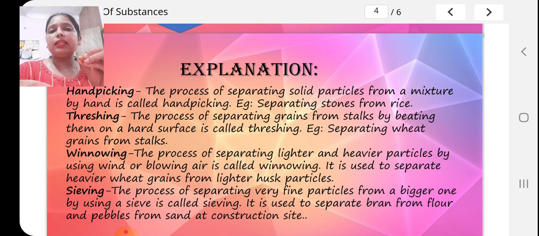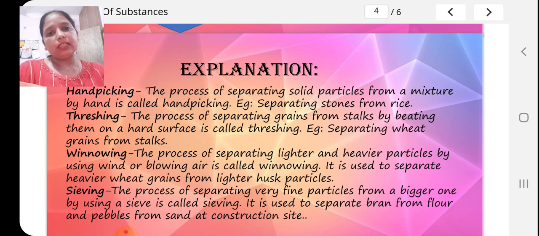To separate the heavier and the lighter particles, farmers used this method of winnowing, in which the lighter particles go away with the help of wind or by blowing the air. The husk particles become separate by the pressure of air. So this is the method of winnowing.